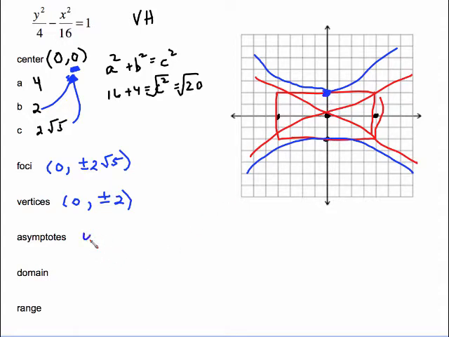The asymptotes will be y equals plus or minus b over a, 2 over 4, which reduces to a half x. And I can verify that with my graph here, up 1, 2, to the right 1, 2, 3, 4. That's a slope of 2 over 4, which is a half.